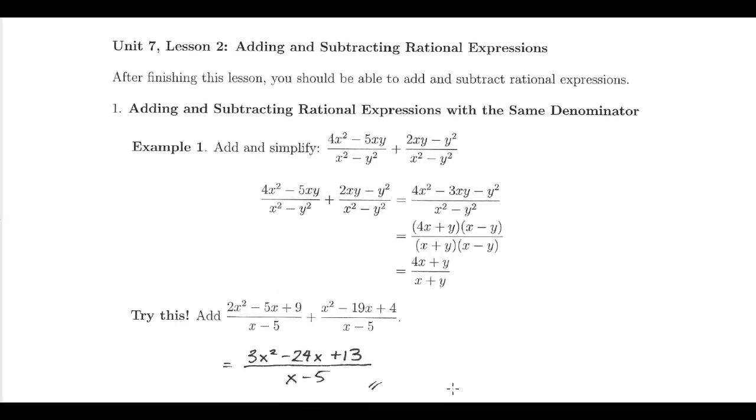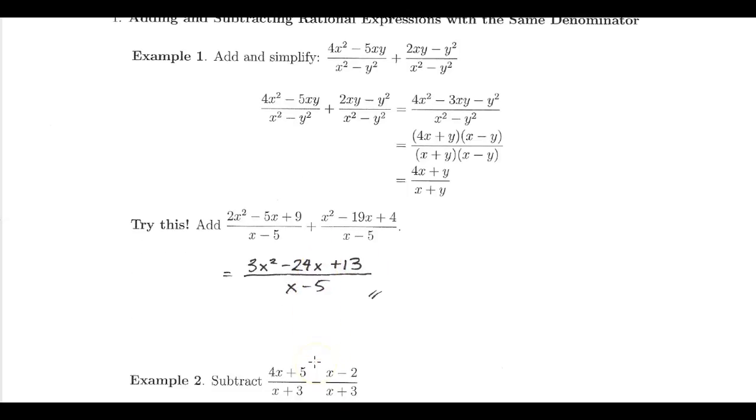Okay, so when we are now back, because we have the same denominator, we can add the numerators. So we look for like terms. 2x squared plus x squared is 3x squared. Negative 5x plus negative 19x is negative 24x, and 9 plus 4 is 13. And there are no factors of the numerator that cancel with the denominator, so we can leave the fraction the way it is.